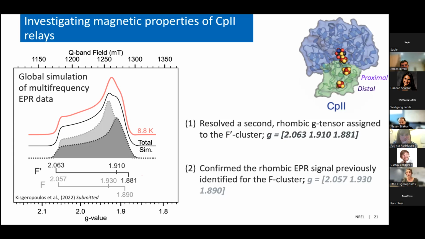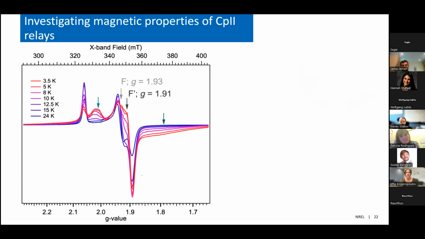So now, having a firmer grasp on what the F cluster signals are, we can go back to that CW data and say, okay, where we see a lot of changing in the middle, those are where the two different F cluster middle g values show up. But what about these other two components? What about this signal at 2.01 and this high field broadening? So these are still unassigned.